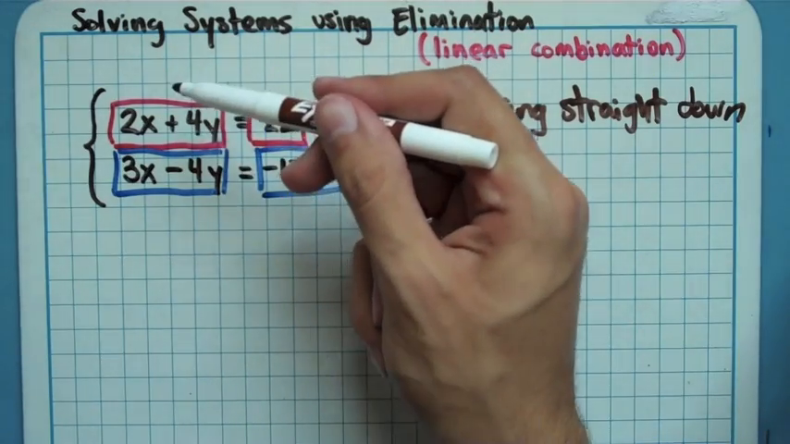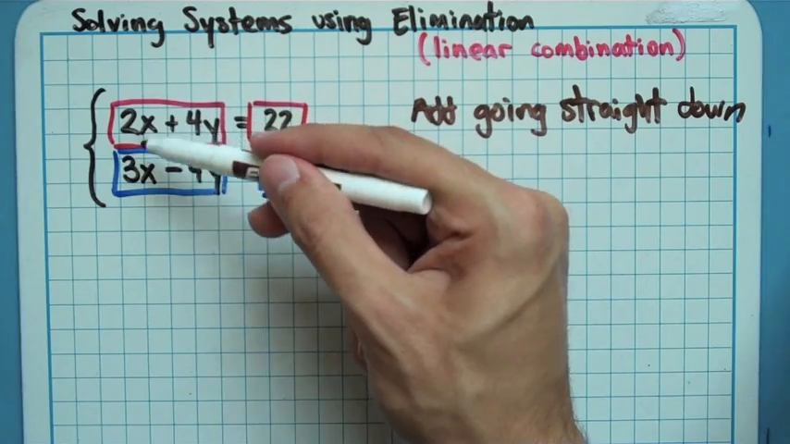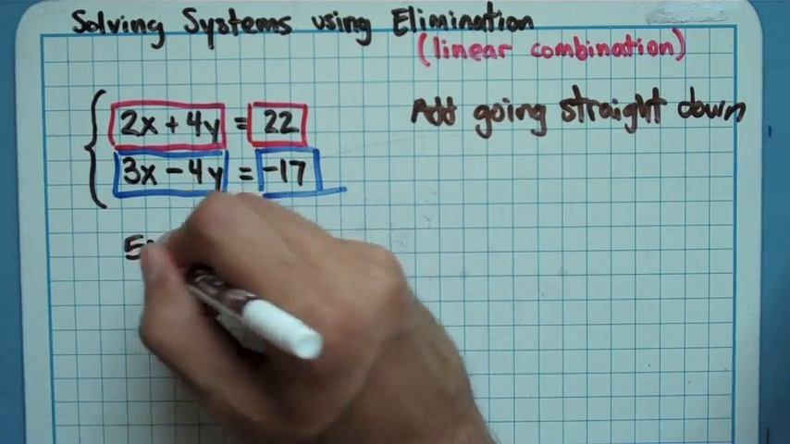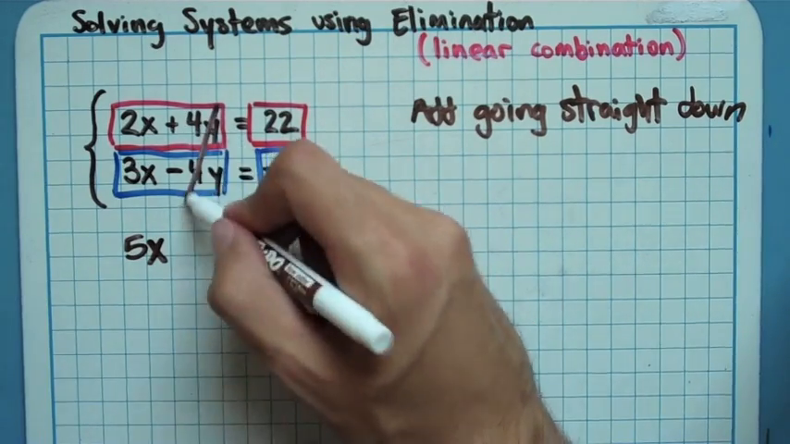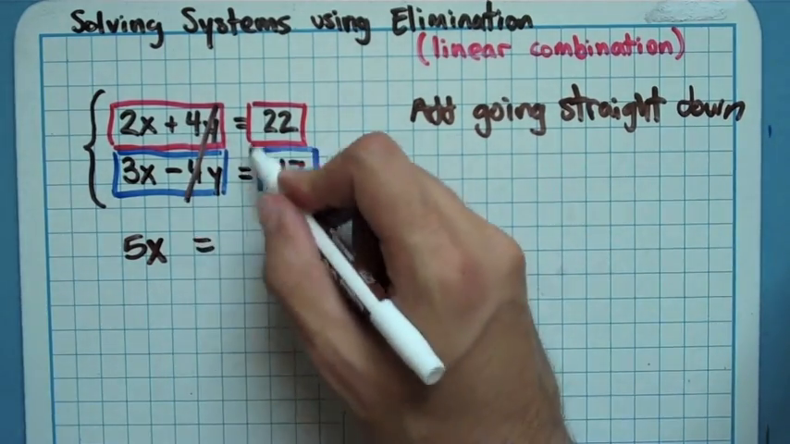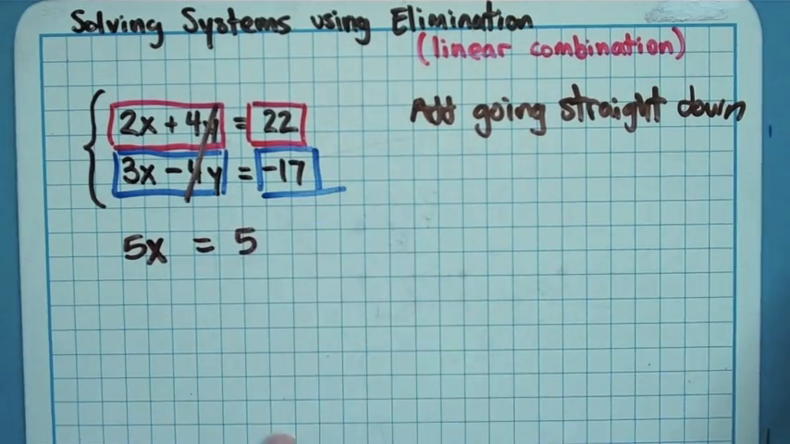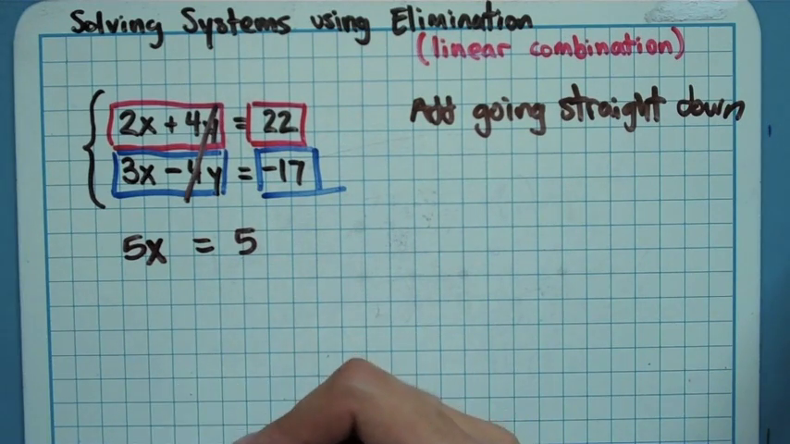When I say add going straight down, first of all, make sure your variables are lined up like they are in our problem. I'm going to add the x's together. 2x plus 3x makes a 5x. 4y plus negative 4y, those just cancel. Equals, keep the equal sign in place, 22 plus negative 17 is 5. I added going straight down, and my brown equation right here is something that's very easy to solve.